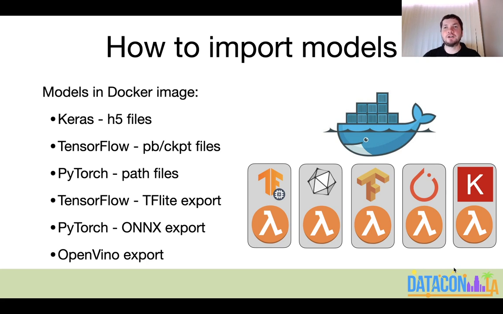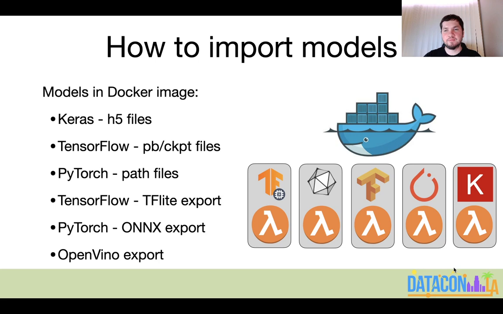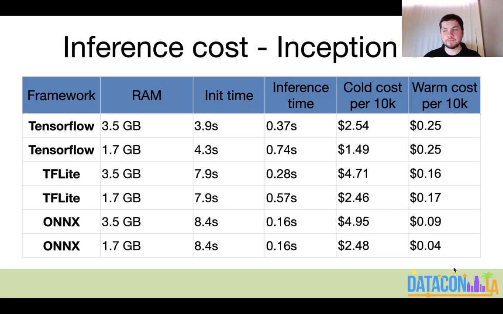But if you have a large model, but still less than like 200 MB, and you want to optimize your cold start, then in this case, using something like TF Lite or ONNX would be the best way to have the fastest prediction during cold start.